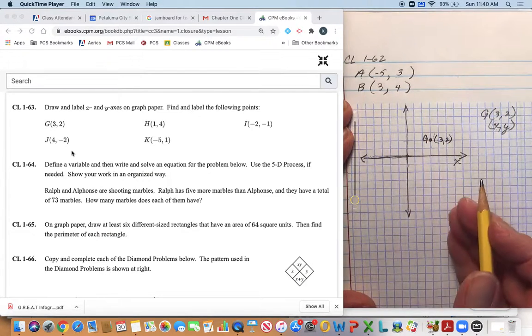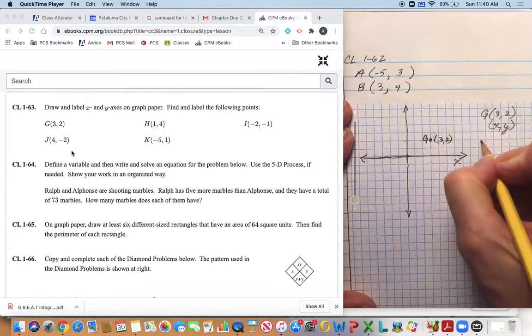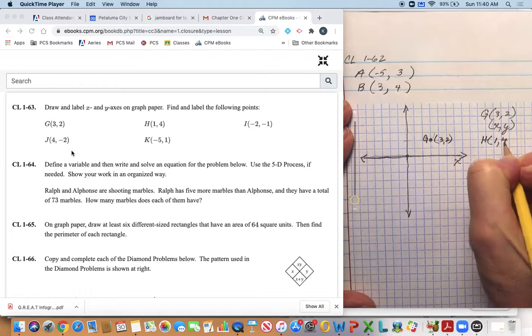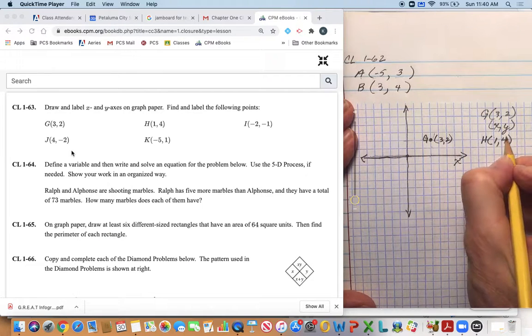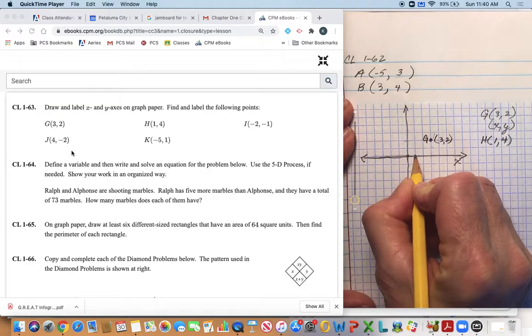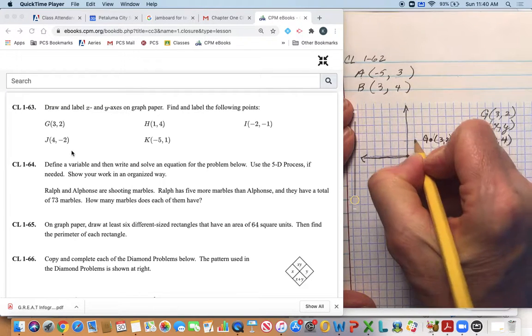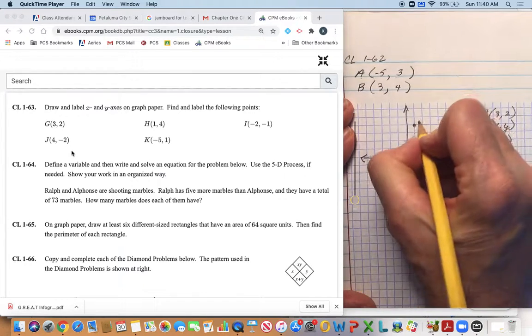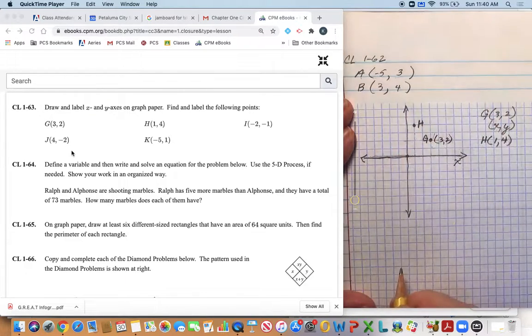All right, let's do the second one. Let's do H. So H is right here, and it's going to be 1 and 4. So we know it has to be 1 on the x-axis, and then we have to go up 1, 2, 3, 4 on the y-axis. So that is where H is going to be.